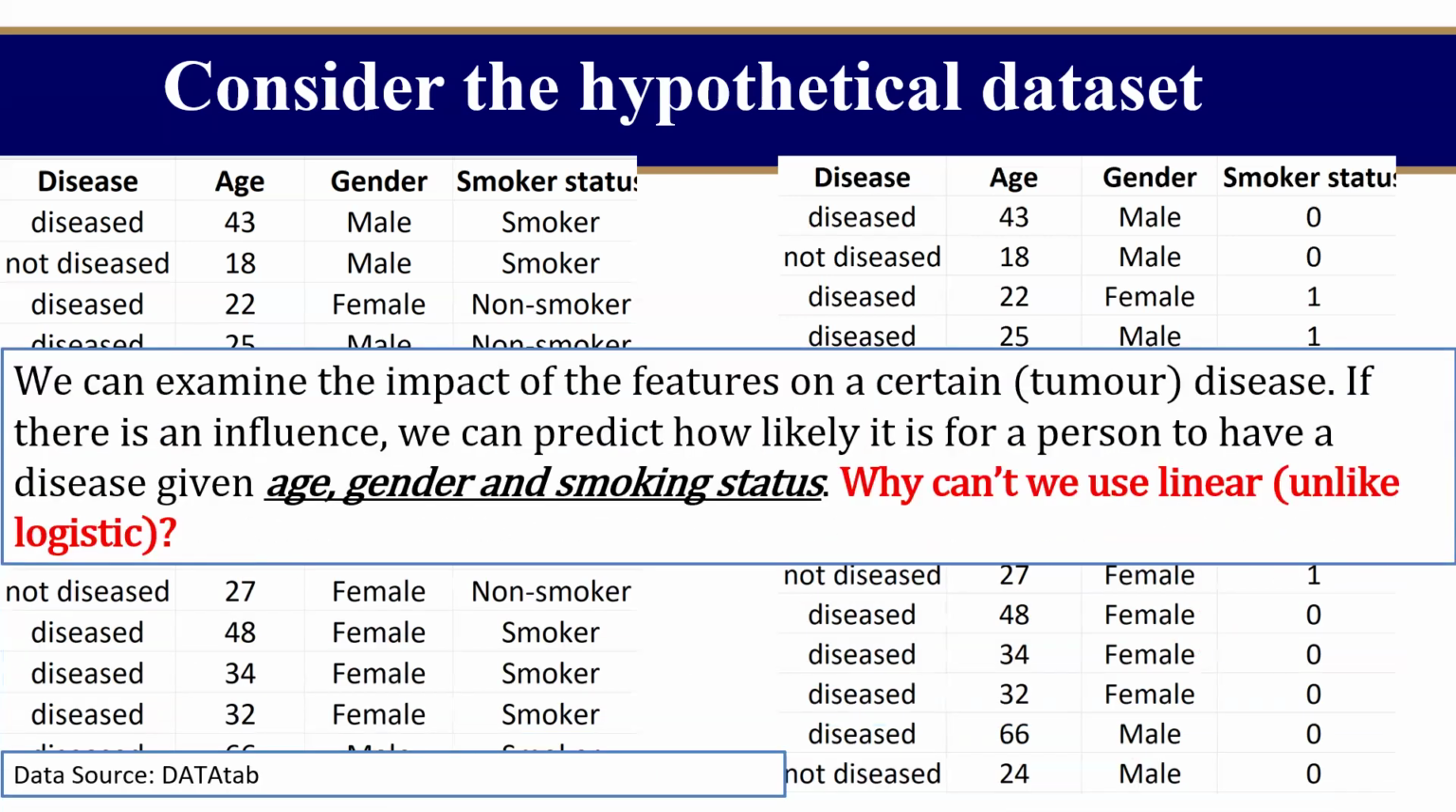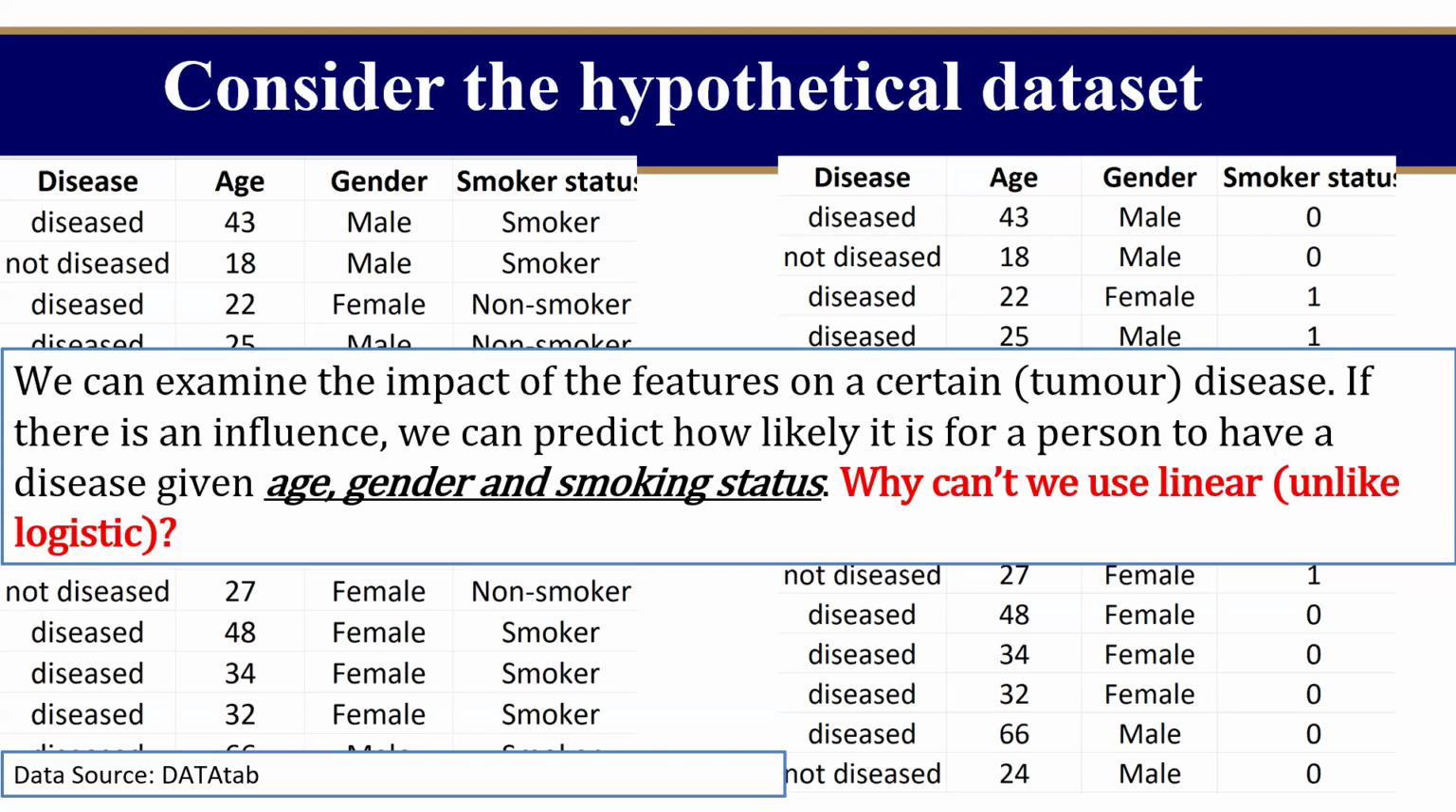So we can examine the effect of each of these features on the disease, say tumor. If there is an influence from any of these factors, from age, gender, or smoking status, we can then predict how likely it is for the person to have the disease, given the age, the gender, and the smoking status.